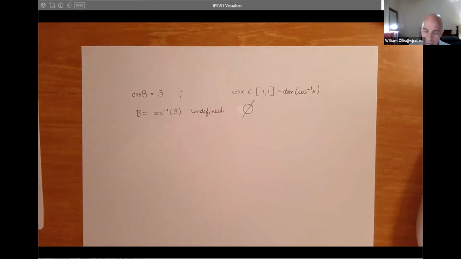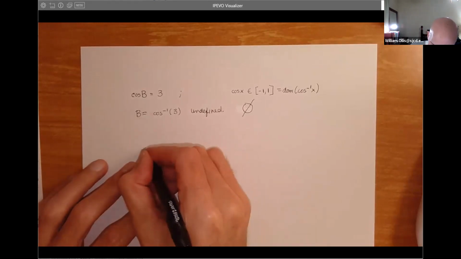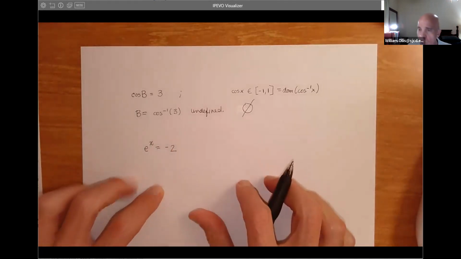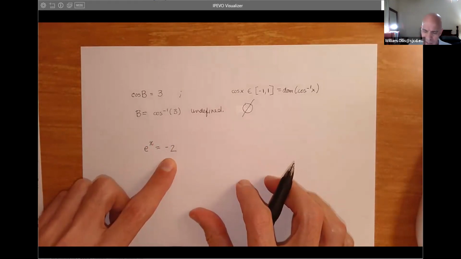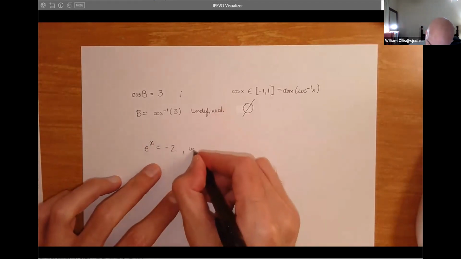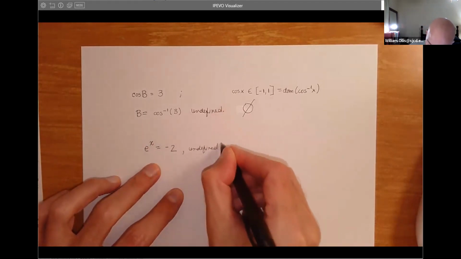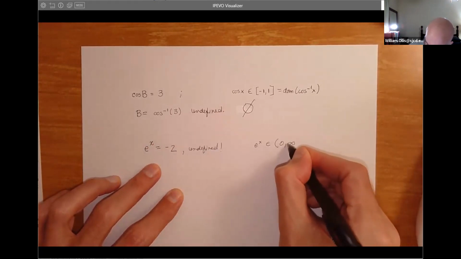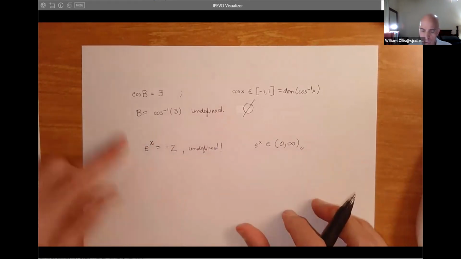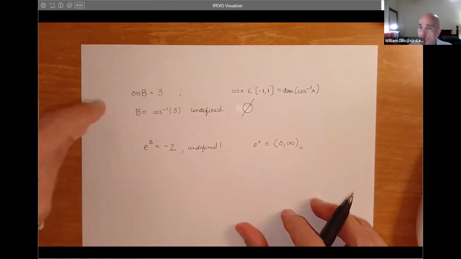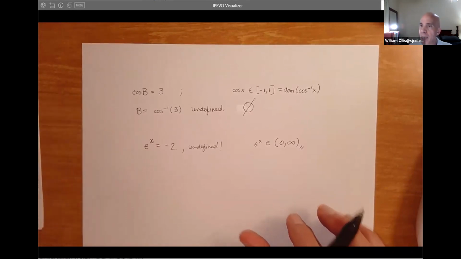But the beauty is, here's another example. It's kind of like saying e to the x equals -2. Well, you can abide by that and say, okay, that looks kind of odd. E to the x has a positive output. So we'd say undefined, because we know e to the x lives in 0 to infinity, the positive reals. So it's the same thing going on. So you know how to do this. You just have to be familiar with the inverse trig functions.